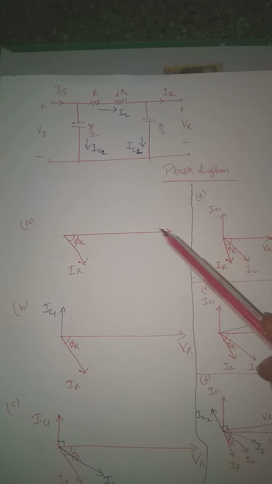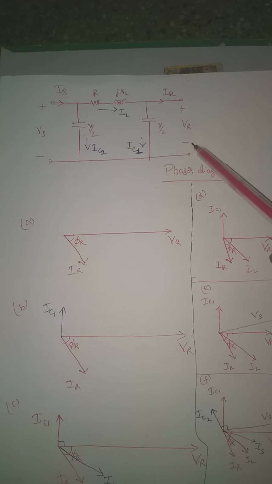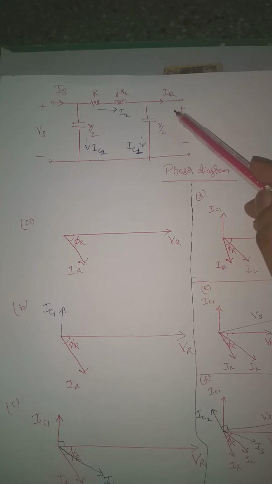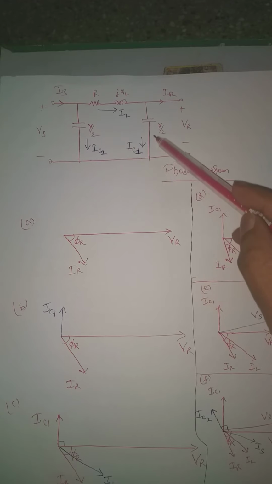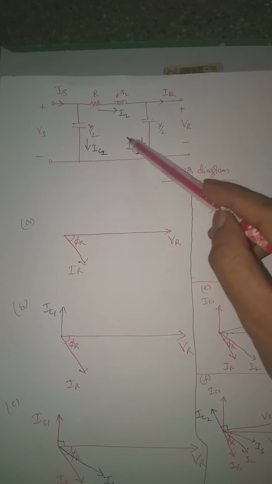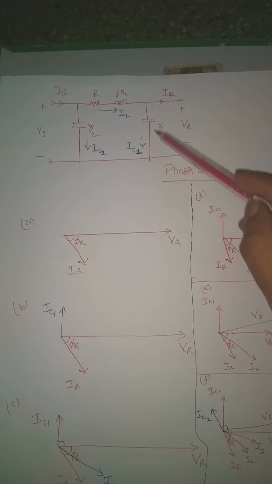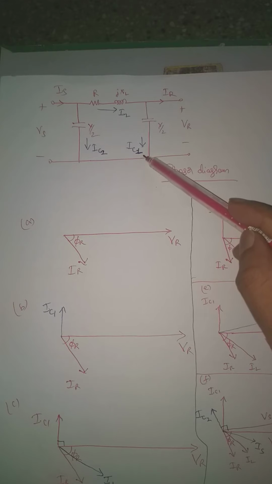IR is lagging VR by an angle phi r. Next, we have represented VR, and we have finished representing IR. Next, we'll have to talk about current flowing through the capacitor. See, this is the voltage VR and this is the current flowing through the capacitor. Voltage across this capacitor is VR, current flowing through the capacitor is IC1.